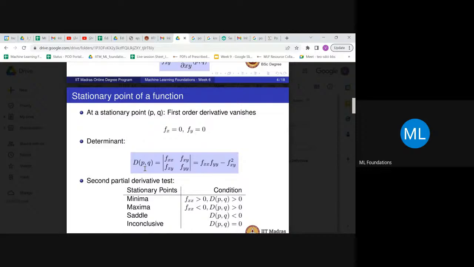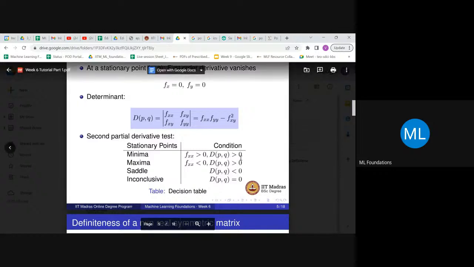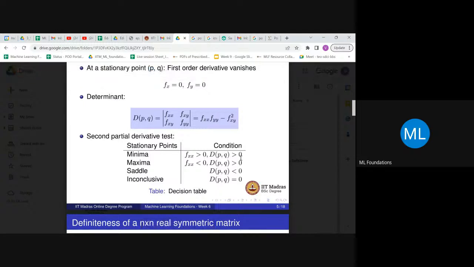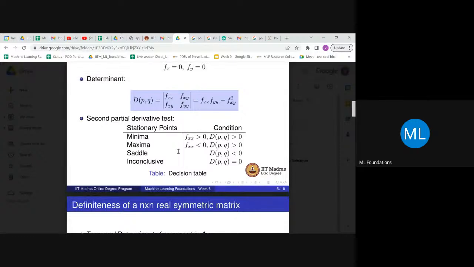So for the minima, what should be the criteria? fxx should be greater than 0, which is the coefficient of x square, and then the determinant should be greater than 0, right? If this is a maxima, then fxx is less than 0, that means the coefficient of x square is negative, that means the function is going downward. For the saddle point, the determinant is less than 0, and for inconclusive, we can't say anything about the function if the determinant is 0, right?